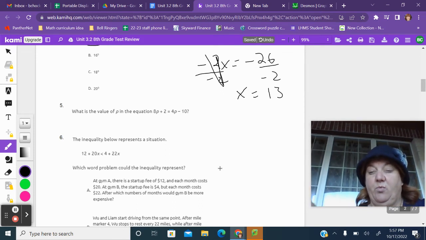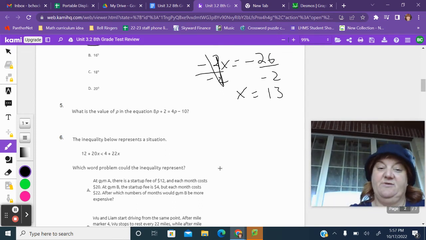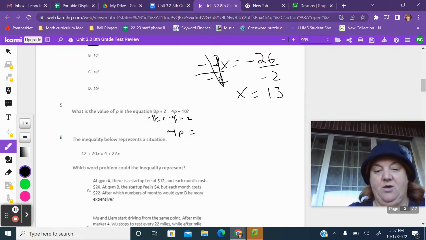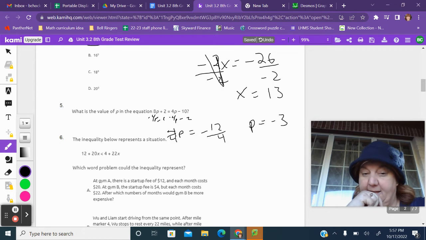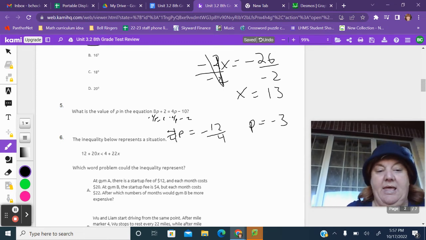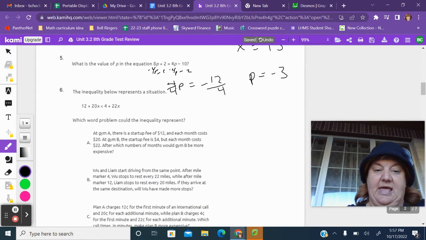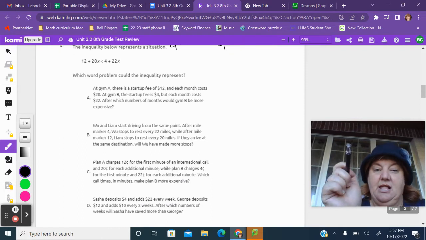I think that's all of the ones that were wrong. So let's move on. Minus 2, minus 2, minus 4p, minus 4p. So we get 4p equals negative 12, and p equals negative 3, because we divide by 4, divide by 4, right? Does that look right? I think so. Okay, below is an inequality that represents the situation.